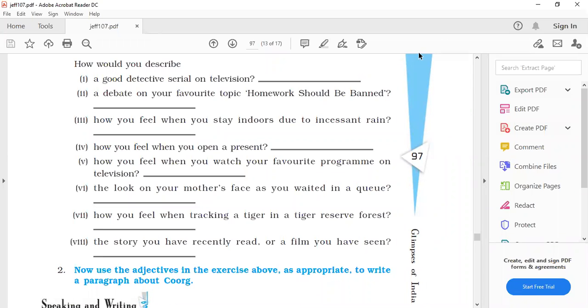Okay? Bored, you have to tell the feelings. When it is about feelings, the ed form will come. Your mental state is known from it, the feelings are known. Clear? Sit down. Now next: use the adjectives in the exercise above as appropriate to write a paragraph about Corbett. This is your practice exercise. You can write a paragraph by using these adjectives. Then they have given you one exercise which is just for your information only: read the following passage.